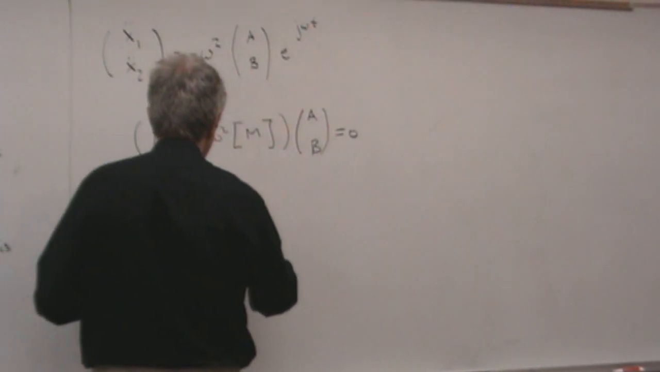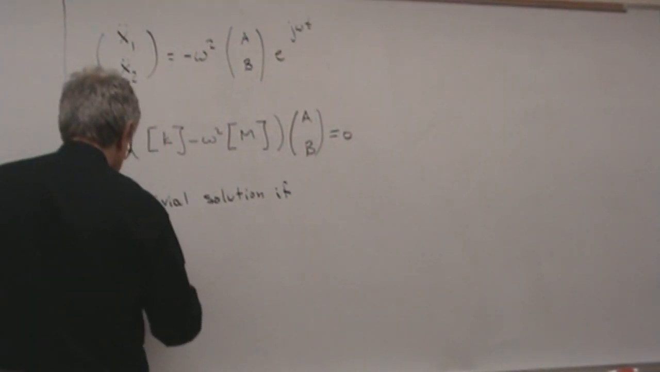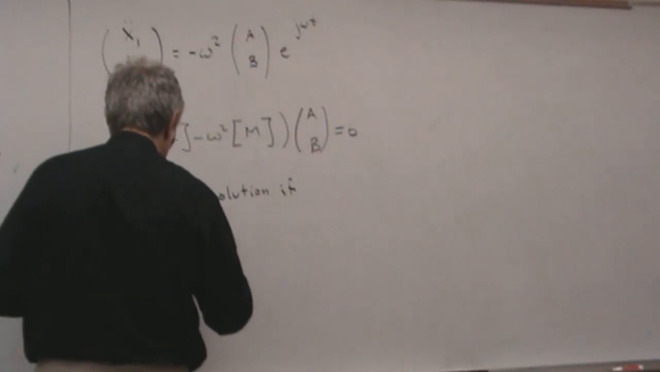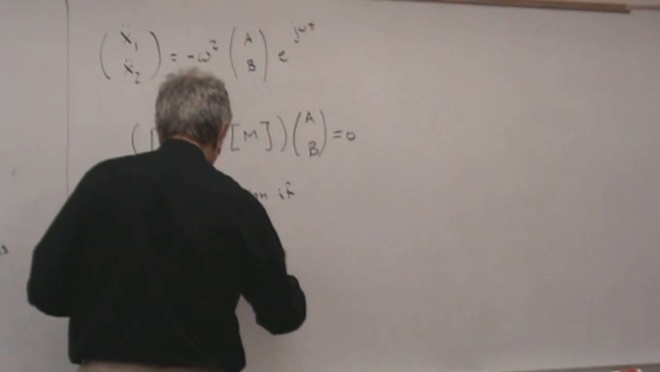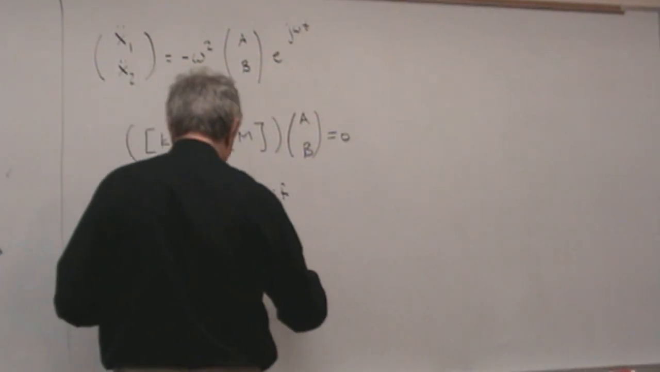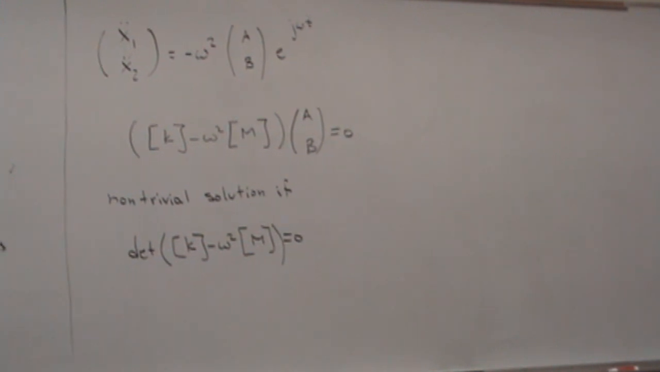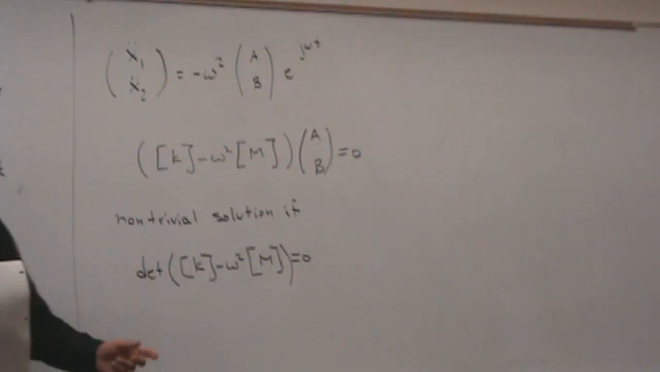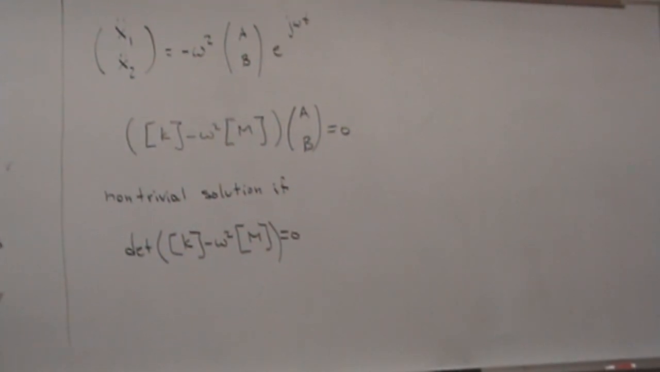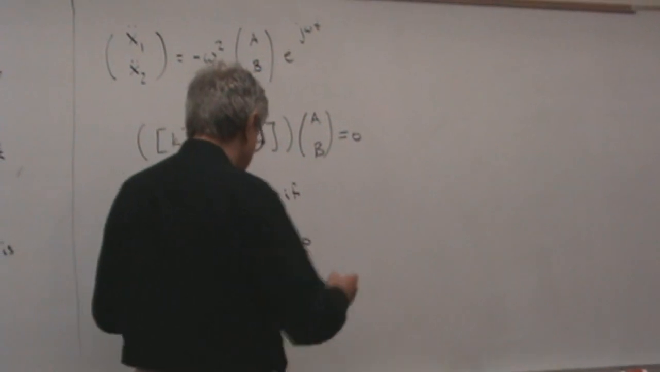So we have a non-trivial solution if the determinant of K minus ω squared times M is equal to 0. Okay. This is an equation with respect to ω. So you can solve this equation for ω to find the frequencies of vibration of the two masses. This is called the characteristic equation.